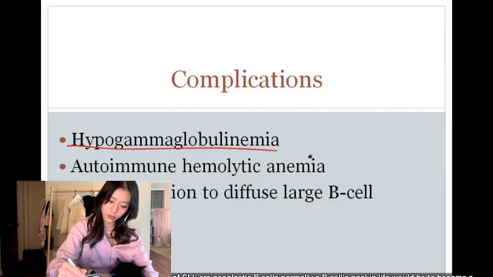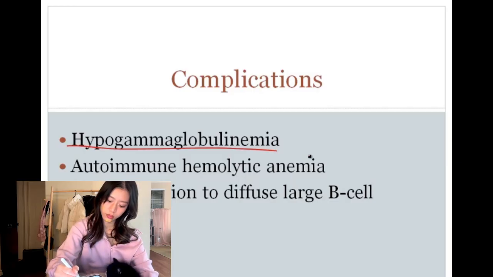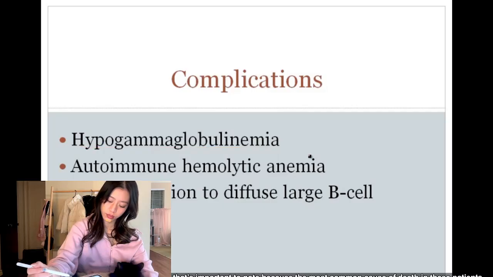Normally, a B cell's goal in life would be to become a plasma cell and secrete immunoglobulin. However, these are neoplastic cells. They have no desire to do anything beneficial, and so they are not going to produce immunoglobulin. And as these cells take over the patient's body, there will be a hypogammaglobulinemia, i.e. a low immunoglobulin level within the blood. And that's important to note because the most common cause of death in these patients is actually infection.